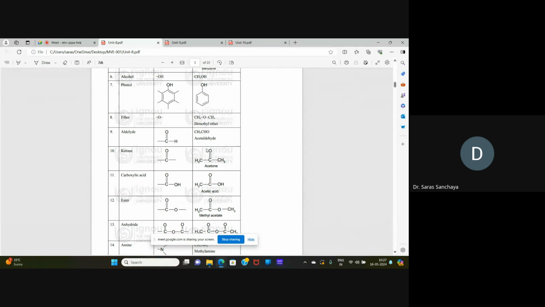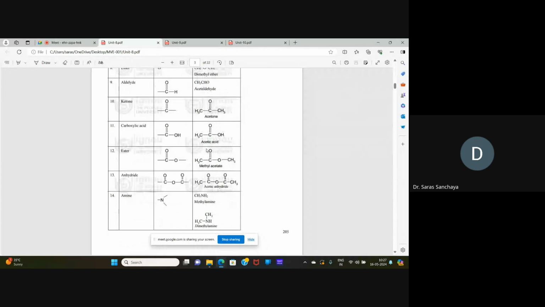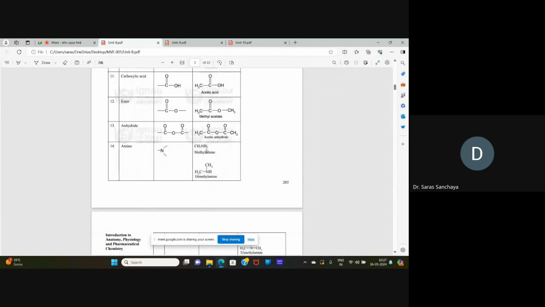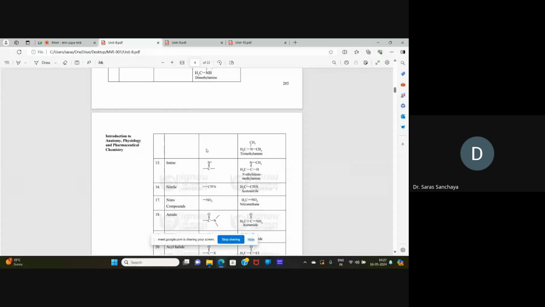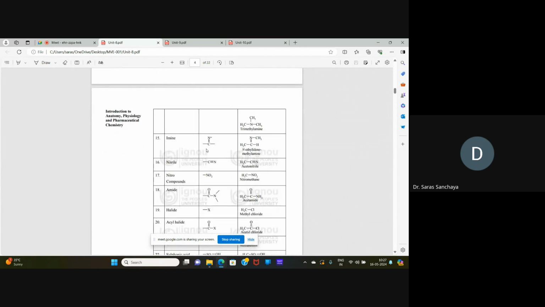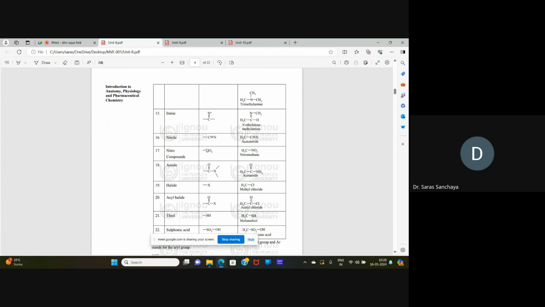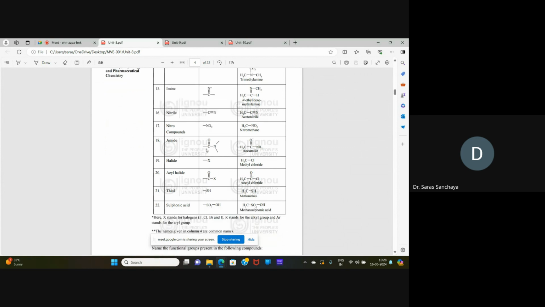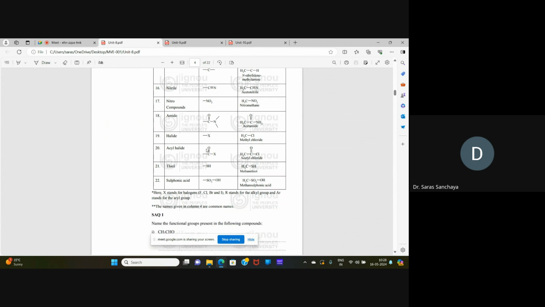acid with COOH group, ester with COO group, anhydride with COO group, amine with a nitrogen group, imine with an NC group, nitrile with a CN triple bond group, nitro compounds with NO2, amide with CON group, halide with a halogen, acyl halide with COX halide, thiol with the SH group, and sulfonic acid with SO2OH group.